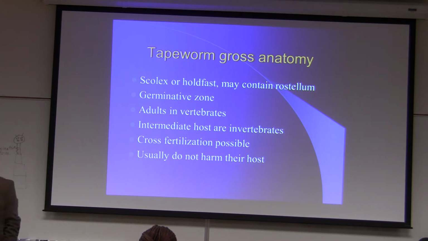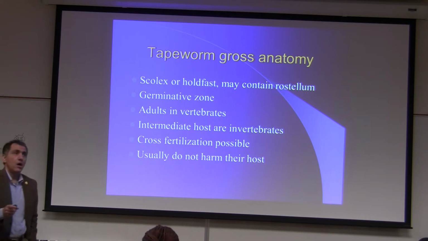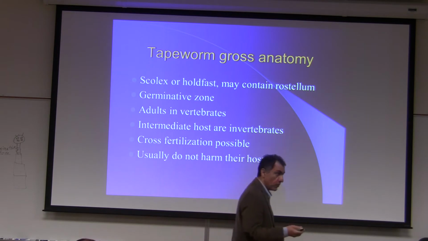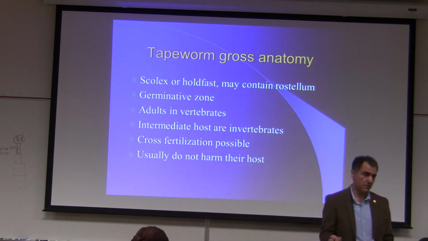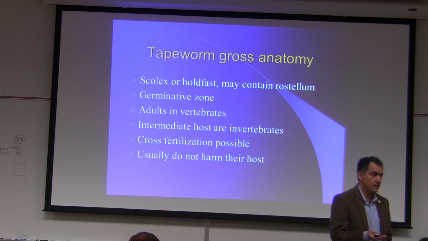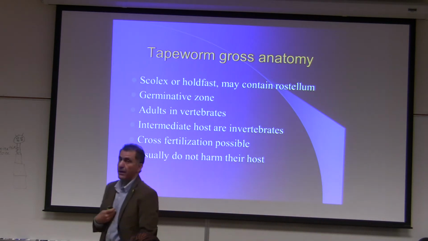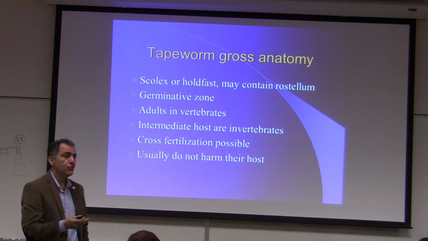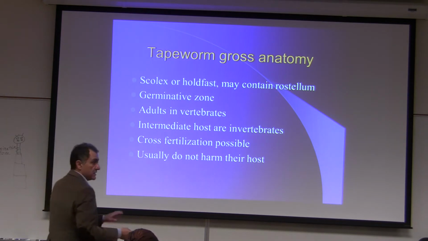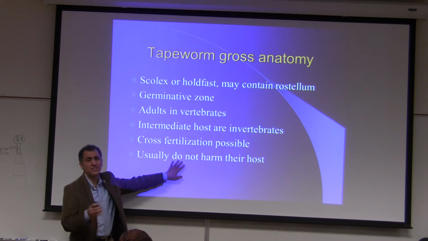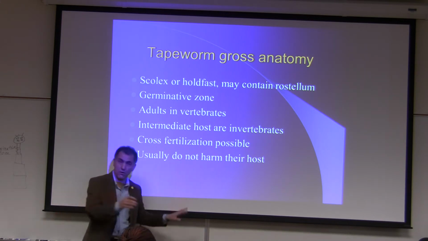Usually do not harm their host. Most species, all of the species on planet Earth, the animals, they have some kind of tapeworm. Cockroach has a tapeworm. Snakes have a tapeworm. We don't get their tapeworm, but generally, these could be essay or multiple choice questions. Usually, generally, they do not harm their host.